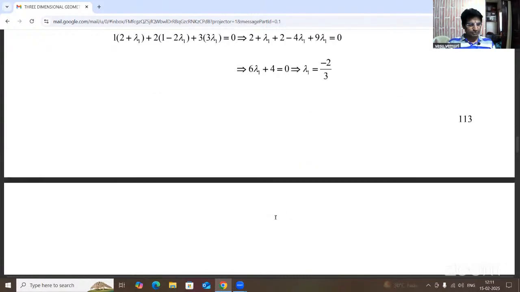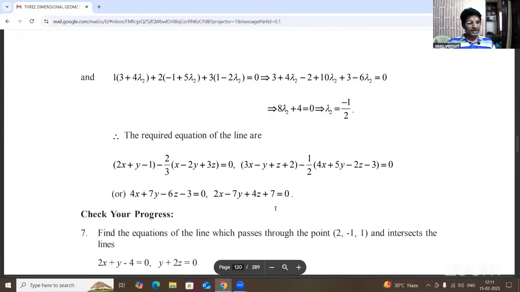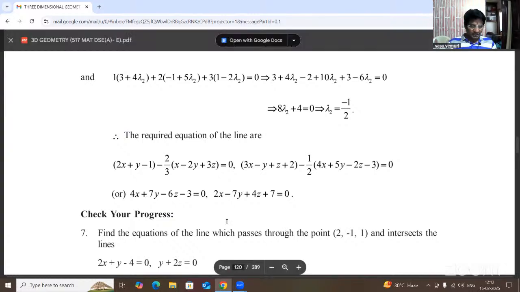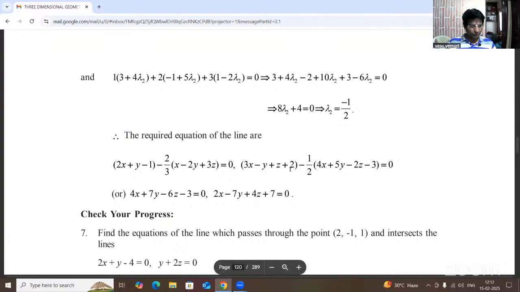Those values are substituted in the above equation. We get the required non-symmetrical form as individual planes. 4x plus 7y minus 6z minus 3 equal to 0 from substituting the lambda value, and another one when substituting the lambda 1 value, we get 2x minus 7y plus 4z plus 7 equal to 0. This is the non-symmetrical expression.